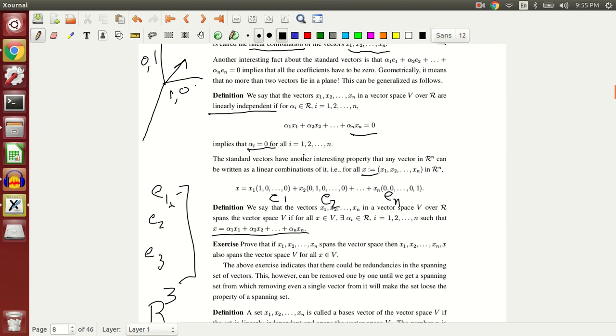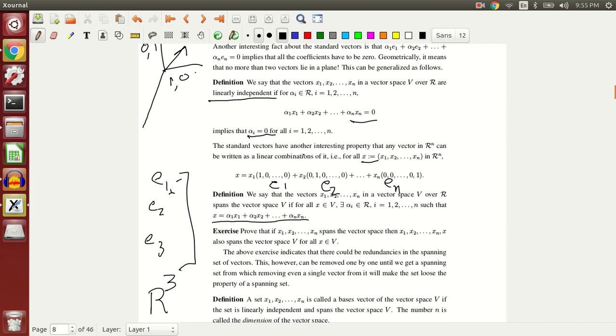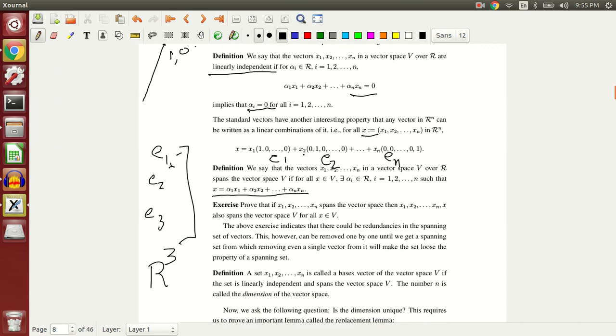And let's say if these vectors are redundant, let's say there are 4 vectors which form the spanning set of R3, they too span the entire set. So there are redundancies in spanning sets. There can be 2 spanning sets of vectors which span the vector space.